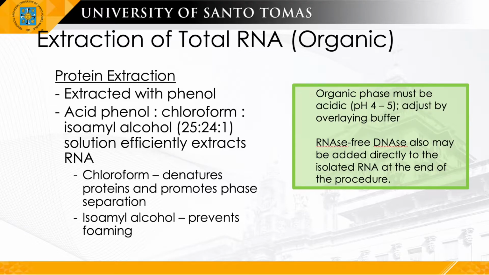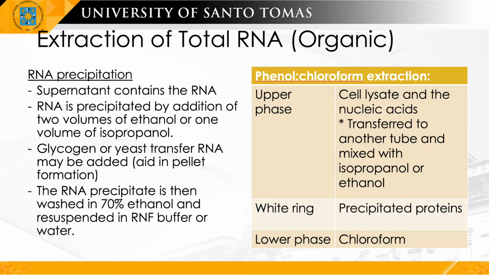Sometimes you also add RNase-free DNases directly to the isolated RNA at the end of the procedure to remove the DNA in the isolated RNA. Then comes precipitation. The supernatant will contain the RNA, and RNA is precipitated by addition of 2 volumes of ethanol or 1 volume of isopropanol. Glycogen or yeast transfer RNA may be added to the mix to aid in white pellet formation, which will appear after centrifugation. And this is the total RNA.